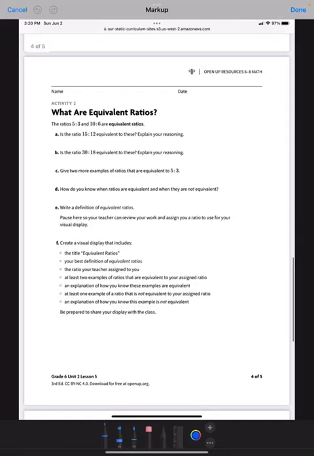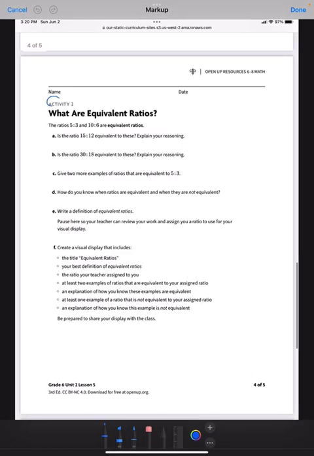All right, you're going to do activity 2, and it's talking about what are equivalent ratios. They give you 5 to 3 and 10 to 6, and they tell you that those are equivalent ratios. They are. And we know that because to get from 5 to 10, you would multiply by 2. And to get from 3 to 6, you would multiply by 2 as well. When we multiply both the numbers by the same number, meaning 2, it gives us an equivalent ratio.